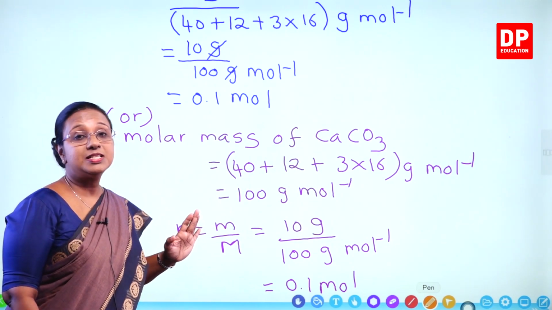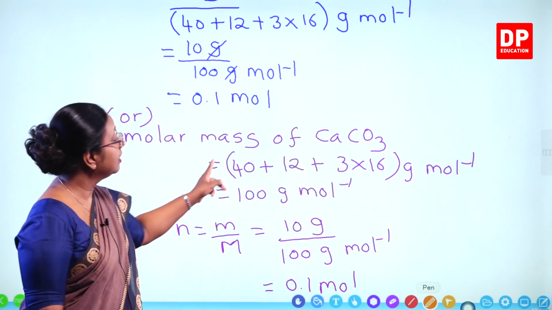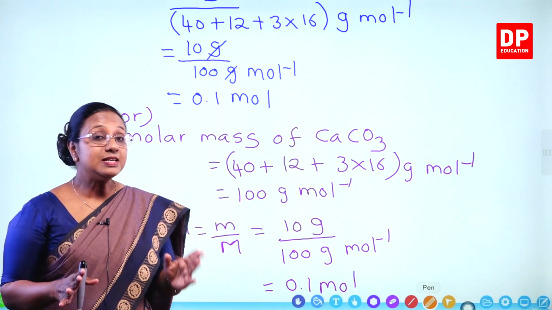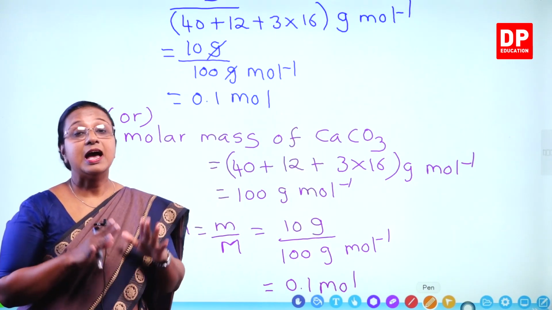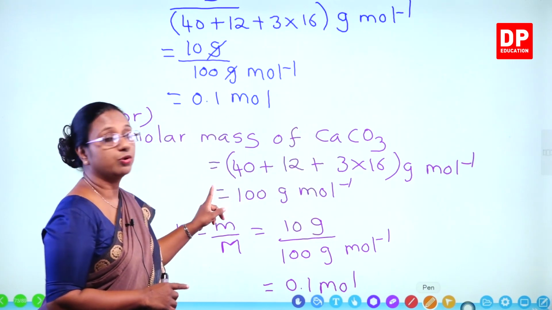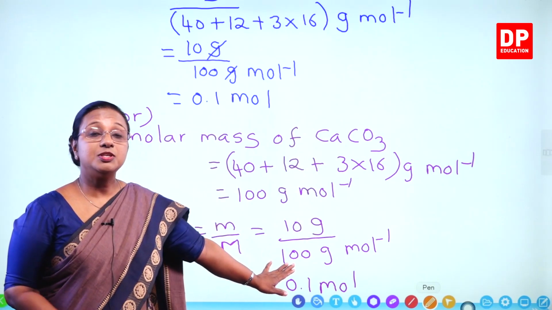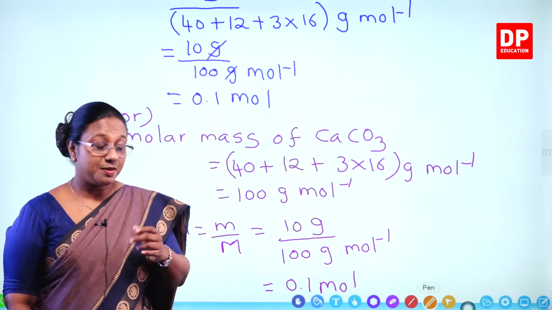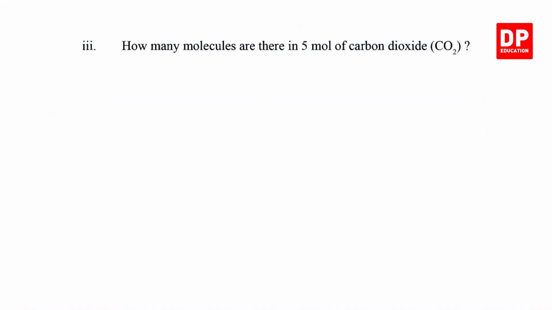But in both instances, you have to show that you are calculating the molar mass of calcium carbonate, unless they give you the molar mass of a compound directly. Otherwise, you have to show the working. This has to be shown. You can't do it somewhere else, directly substitute and get the answer. You have to show the working as well. I'm sure you know that. Then I will move on to the next one.